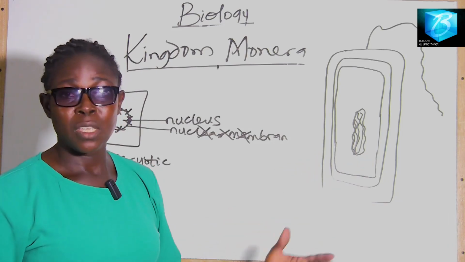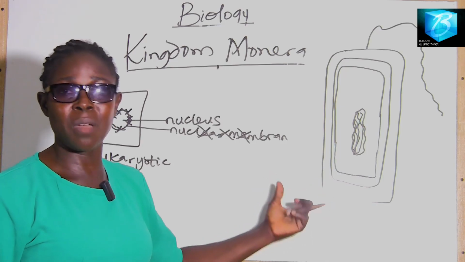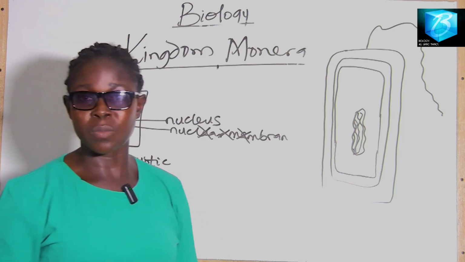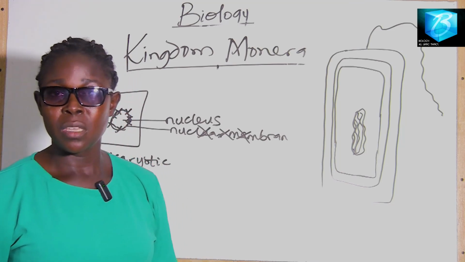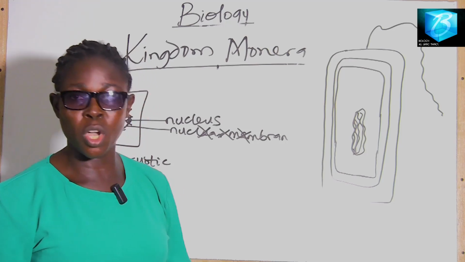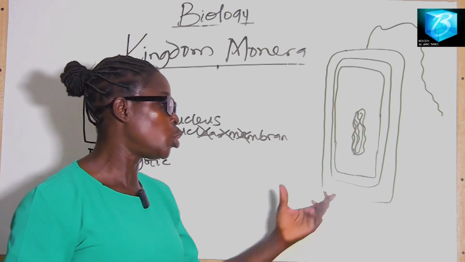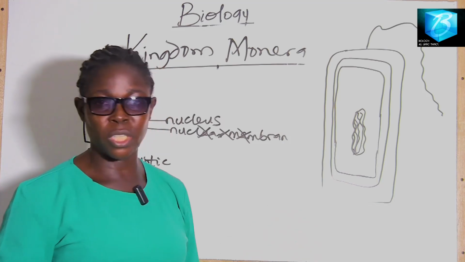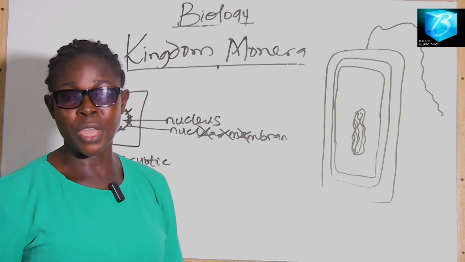The next thing is that some are beneficial while others are pathogenic, meaning that some are of advantages to other organisms. Maybe in the decomposition of materials naturally, in the production of some items in the industry, maybe in the production of yogurt, in the retting of fiber, and so on. They are useful. Even in digestion, they are useful, while others are pathogenic, meaning that they cause diseases. They are harmful to other organisms.